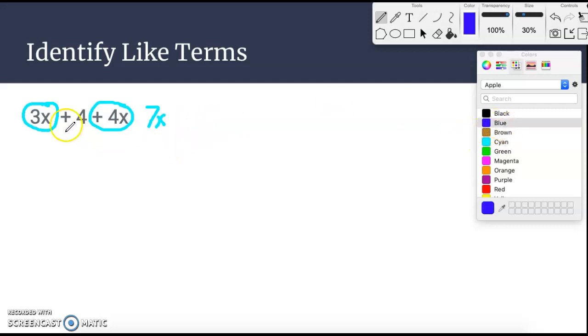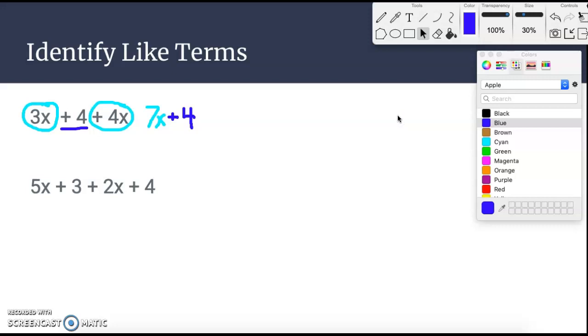Then 4 is a constant, so we cannot add it to the x's. But there's nothing else to add it to, so we just put it on the end of the expression, 7x plus 4. And that should look more like the algebraic expressions that you're used to from our last unit. Okay, so 7x plus 4 would be our final simplified answer for this expression. What I mean by simplified is that I can't add these together because they're different. This one has an x, this one doesn't have an x, so they cannot be put together. Let's look at another one.